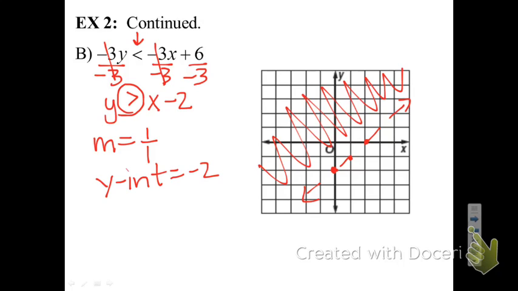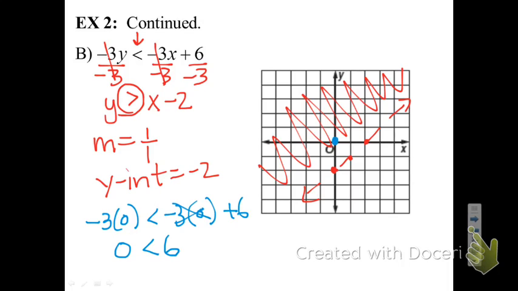Now, again, we can pick a point to verify. So I would pick right here at 0, 0 and plug that into my original equation. My original equation has -3 times 0 is less than -3 times 0 plus 6. So this becomes 0. That's 0 plus 6 is 6. So this says 0 is less than 6, which is true. And because it's true, it means that this point right here is part of the shaded region.